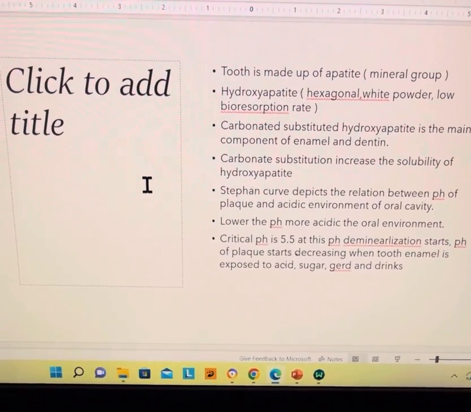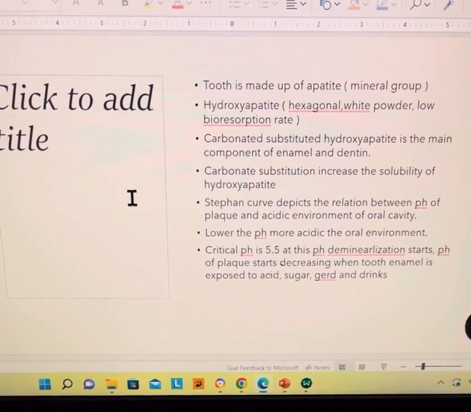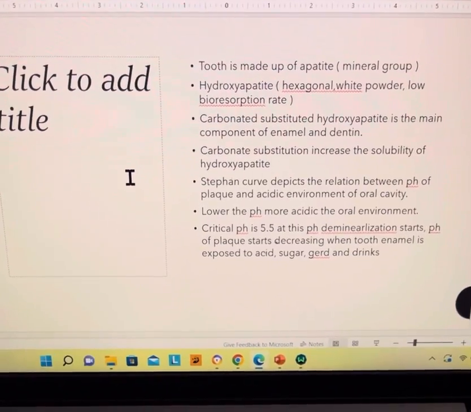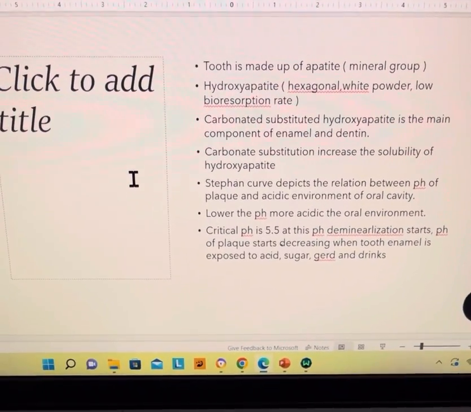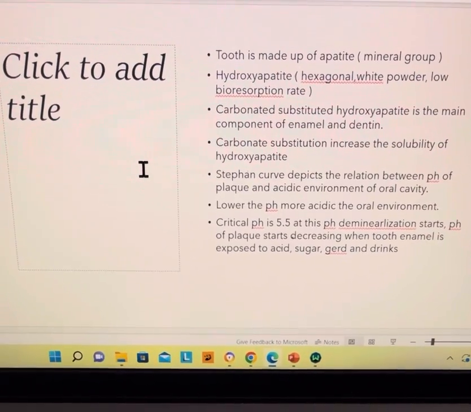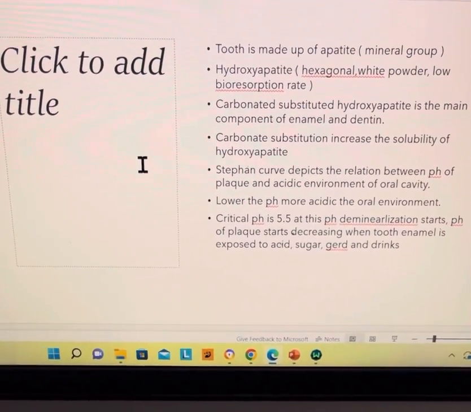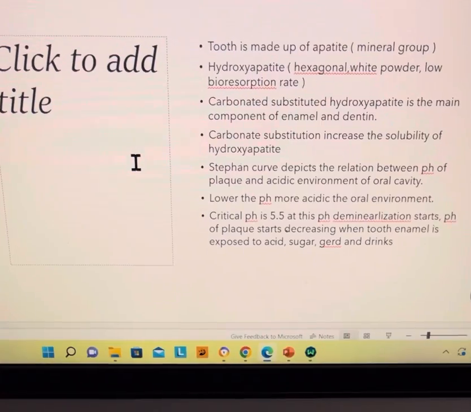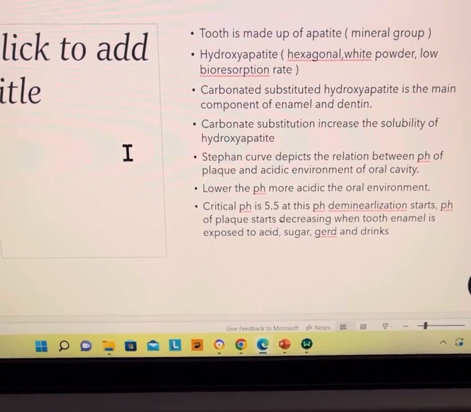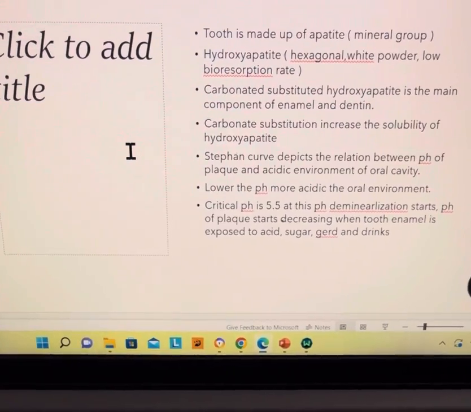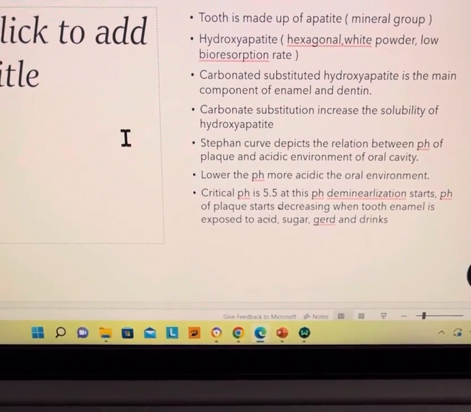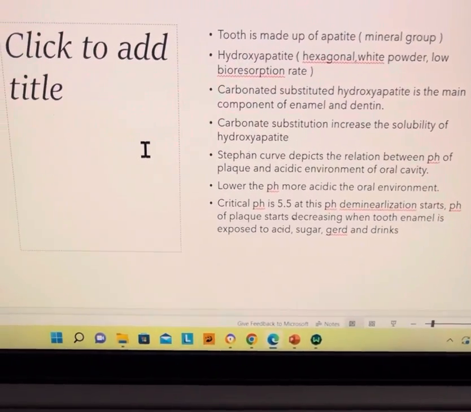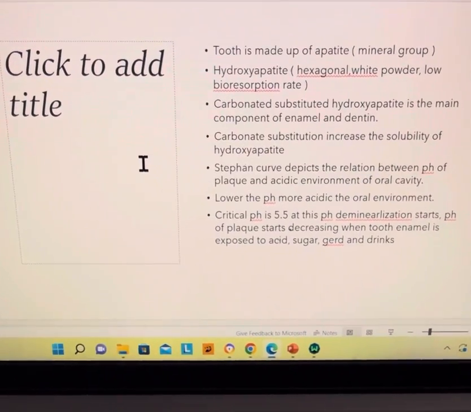The tooth is made up of apatite, which is a mineral group. There are different types of apatite: hydroxyapatite, carbonate substituted hydroxyapatite, and fluorapatite. Hydroxyapatite is the main group, which is hexagonal and a white powder. It has a low bioresorption rate. Next is carbonate substituted hydroxyapatite. As the name suggests, it is substituted with carbonate, and the main component of enamel and dentin is carbonate substituted hydroxyapatite. What happens when the hydroxyapatite is substituted with carbonate? It increases the solubility of hydroxyapatite.